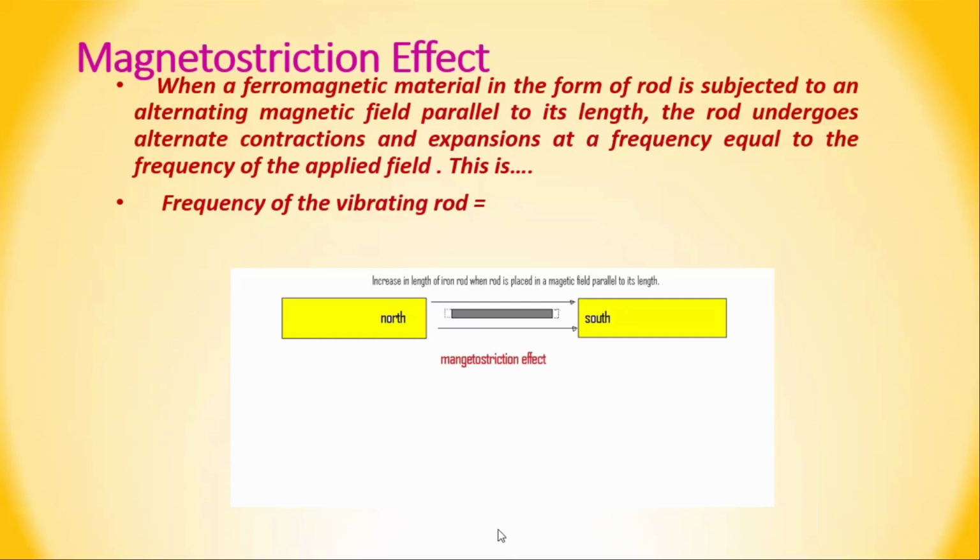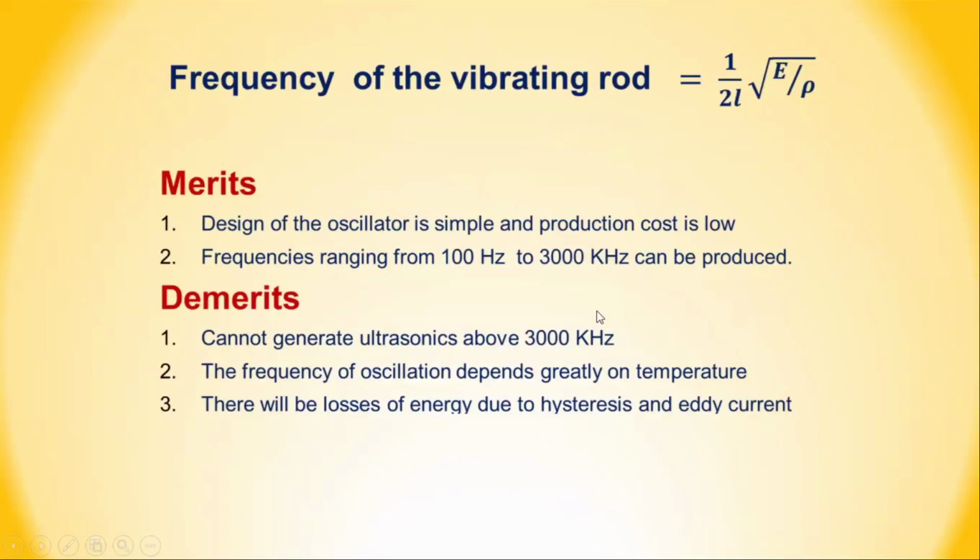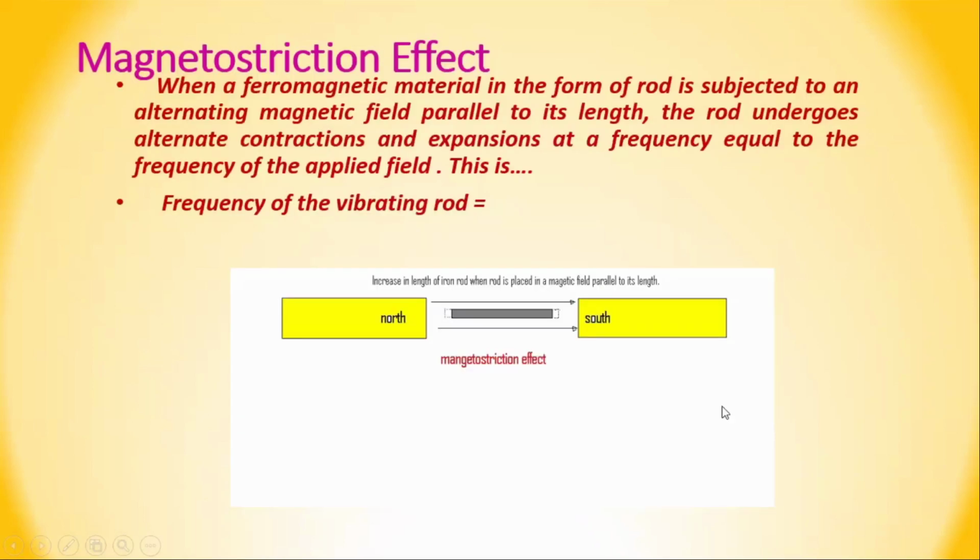I am repeating as per the definition. When a ferromagnetic material in the form of a rod is subjected to an alternating magnetic field, a changing magnetic field parallel to its length, the rod undergoes contractions and expansion. That means there will be vibration, and because of the vibration it appears that there is a contraction and expansion of the ferromagnetic material, which is equal to the frequency of the applied field. At that time, the ultrasonic waves are produced.